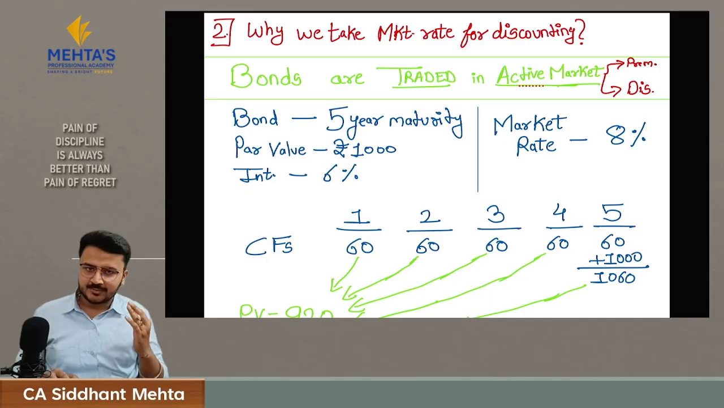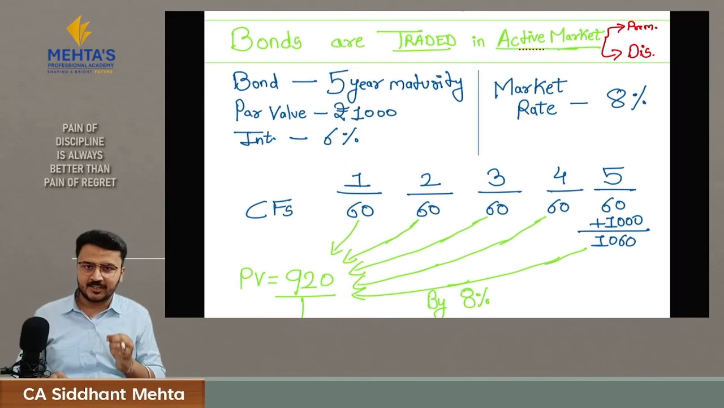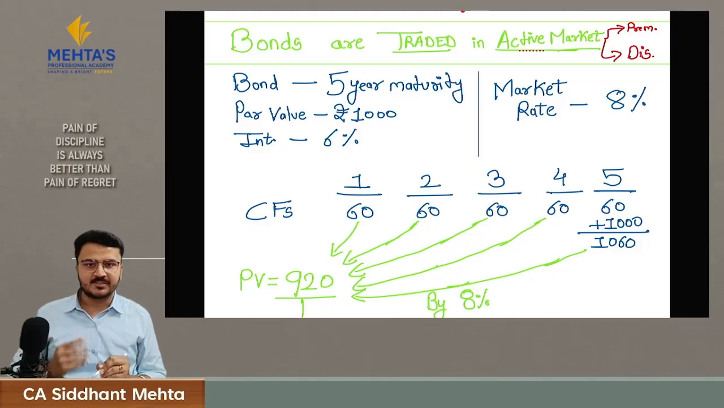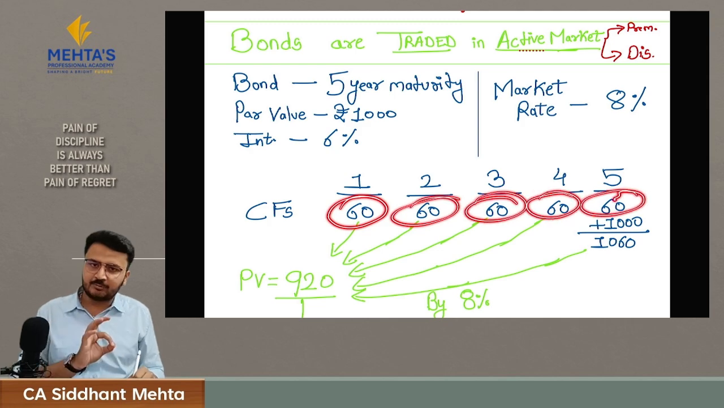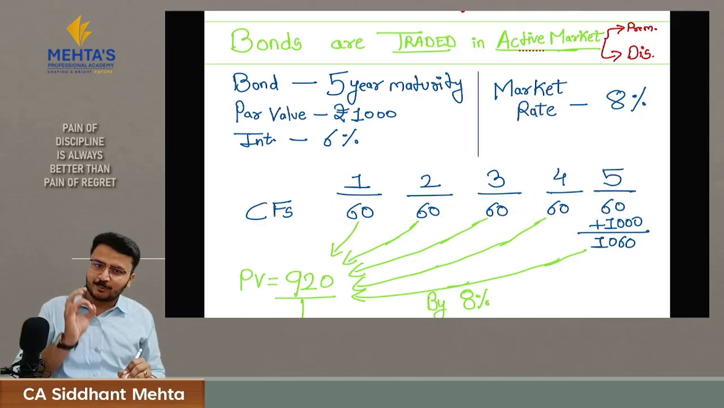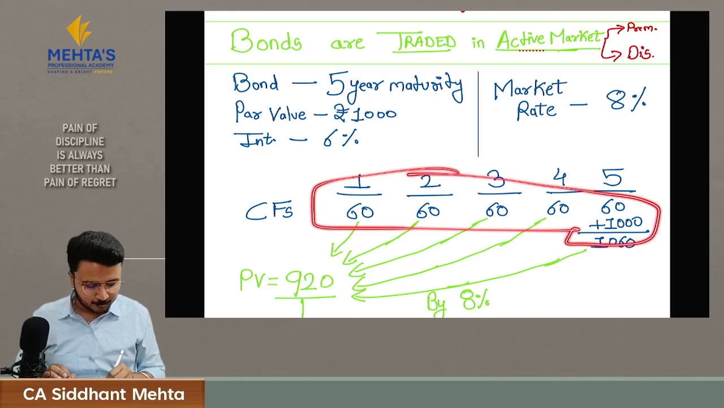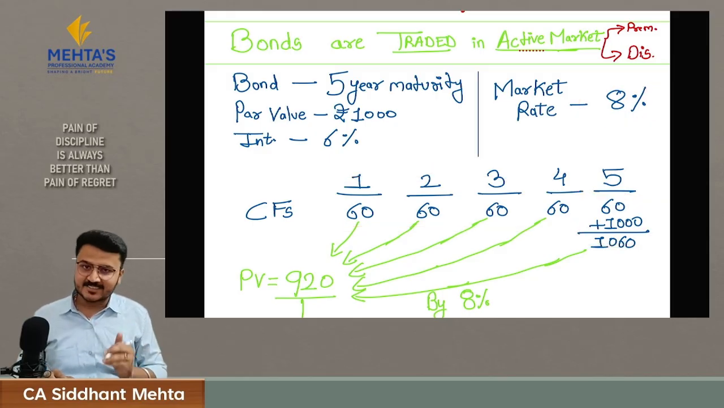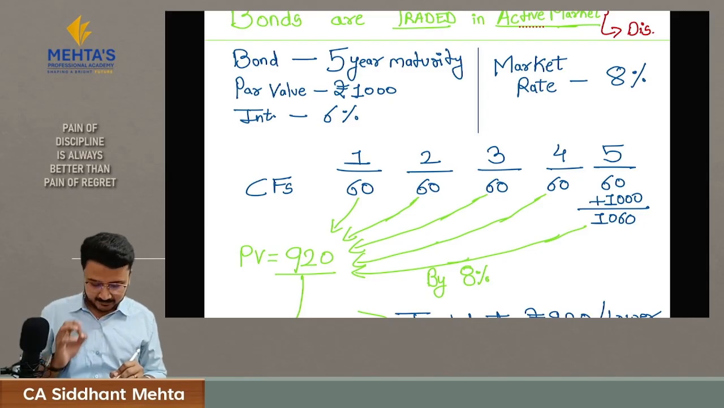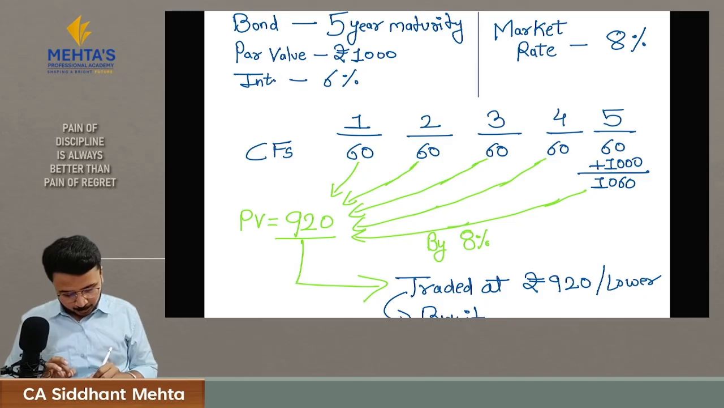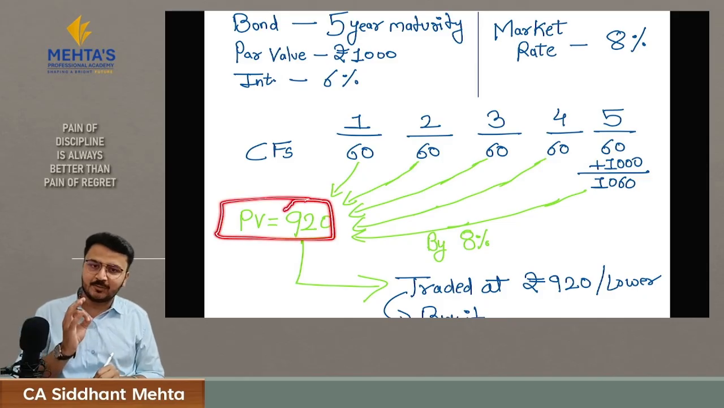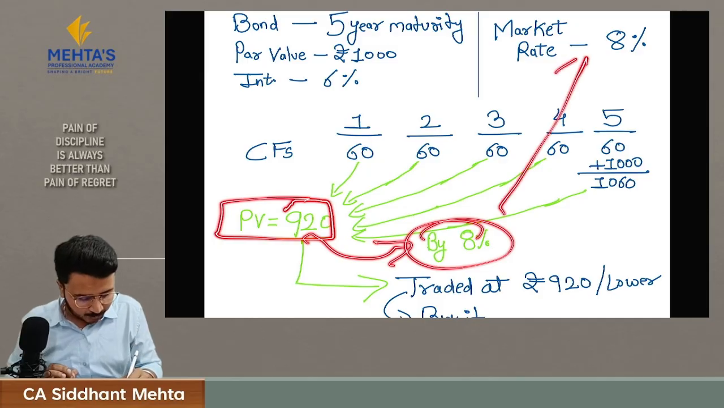So what I will do here is calculate the cash flows which I am going to generate from this bond. So 6% into 1000 is 60 rupees, which is my interest, which I will generate for 5 years. And at the end of the 5th year, I will get 1000 rupees, that is my principal repayment. And I will discount all these cash flows with 8%. Once I discount all these cash flows with 8%, that is market rate, I will get the present value, that is 920. And my friend, this present value tells me that if you invest in this bond at 920 rupees, then you will be able to generate 8% return, which is equal to market rate.